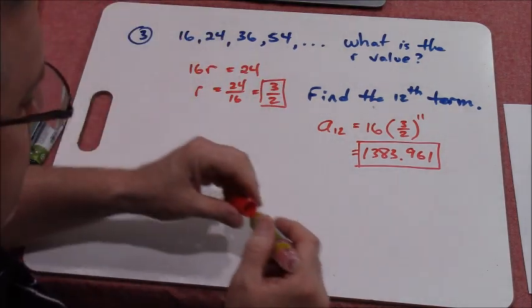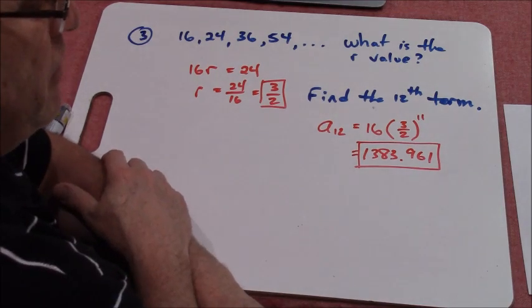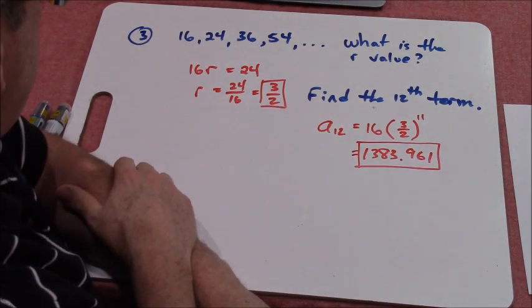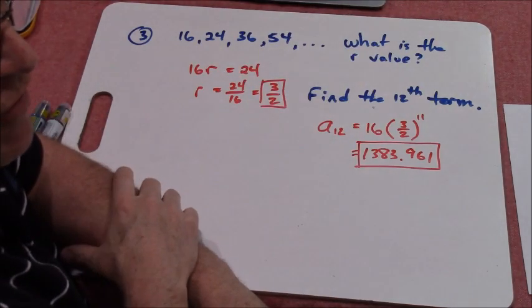All right, so you probably know what's coming next. That teacher wanting to stump this kid said, all right, now add up the first 12 terms.